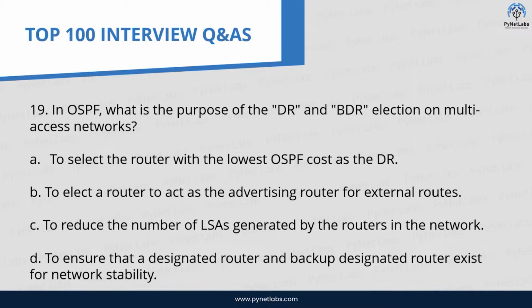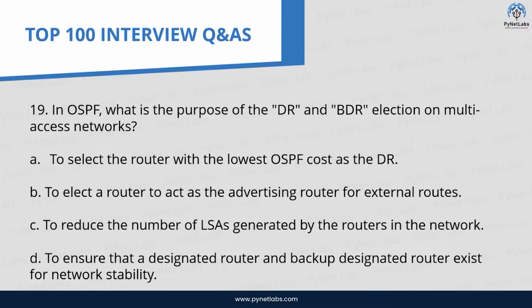So guys, over here, the responsibility of DR and BDR on a multi-access network is to ensure that the designated router and backup designated router exist for network stability, because they are going to take care of a lot of things like resource utilization and forwarding of the database inside the network. So for this one, the correct answer is option D.